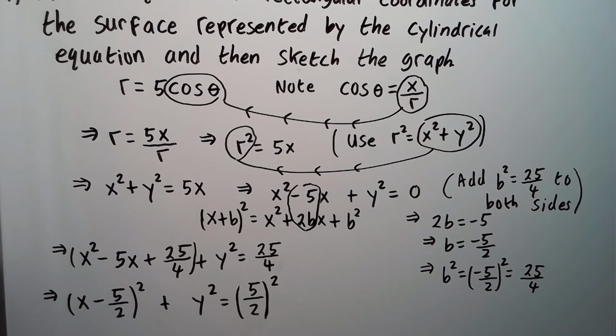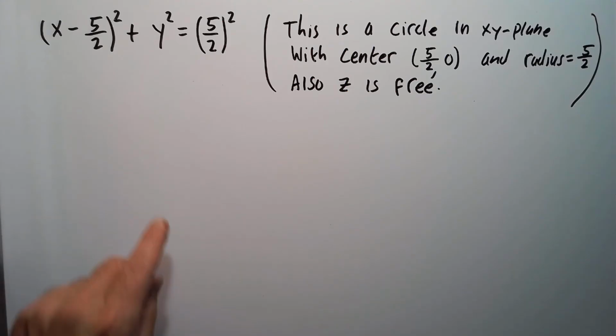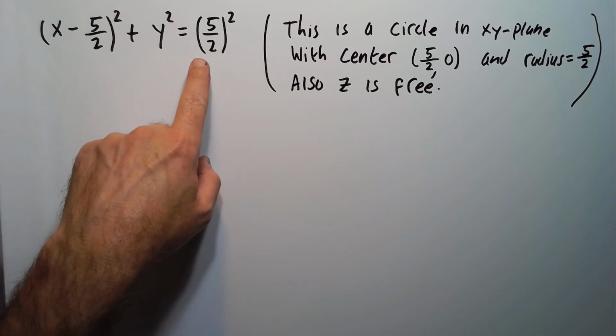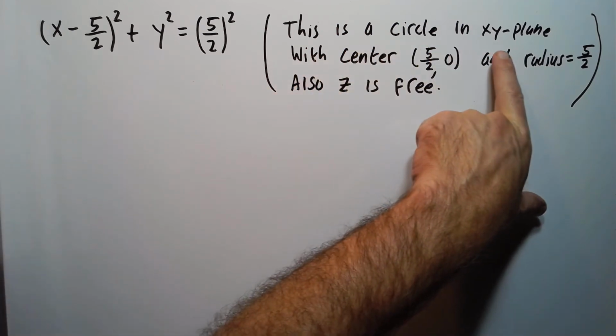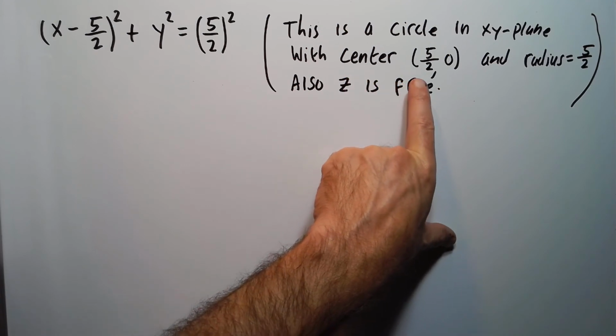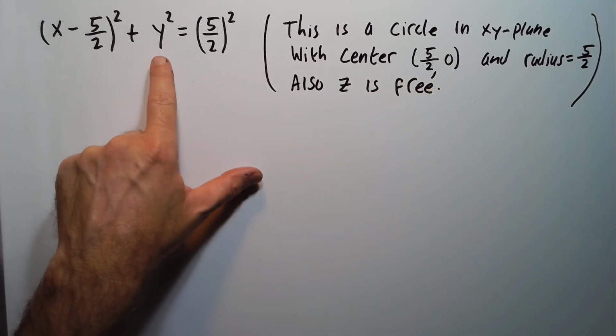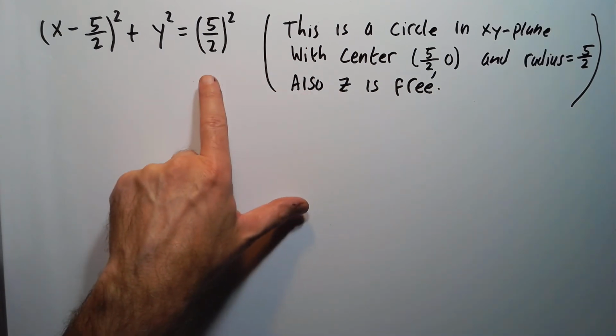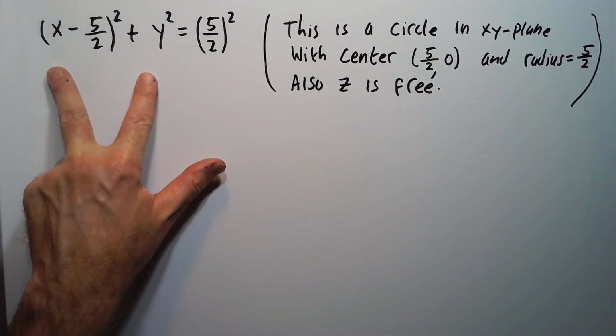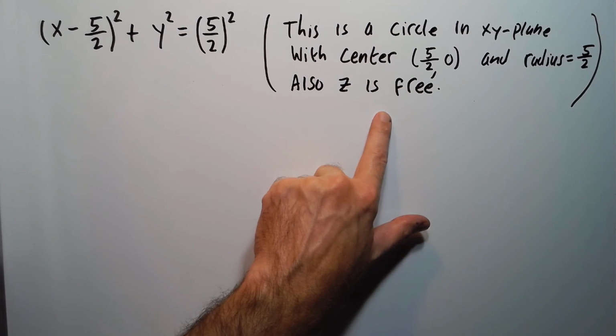Okay, so this is the equation of a circle. I'm going to say a few more things, but I'm running out of space here, so I'm going to erase some things and summarize what we have. So summarizing, we have x minus 5 halves squared plus y squared equals 5 halves squared. So this is a circle in the xy plane with center 5 halves, 0, because you have to put 5 halves there and 0 for y here, and radius 5 halves. Also, this does not mention z here. That means z is free. I'll explain what that means in a second.